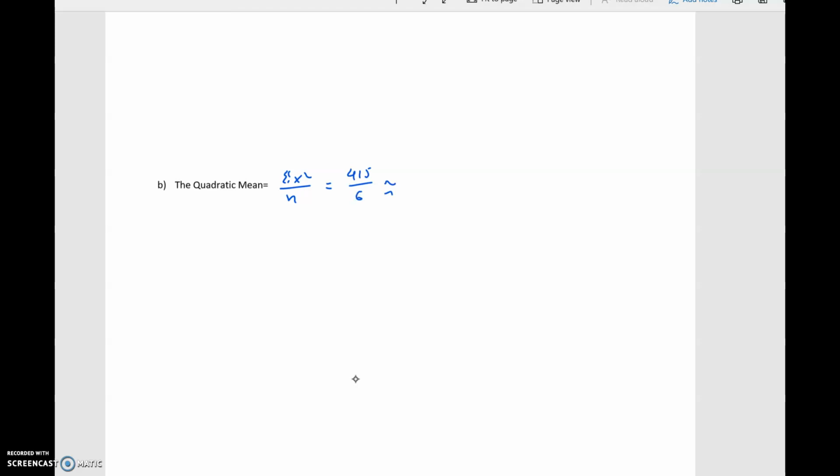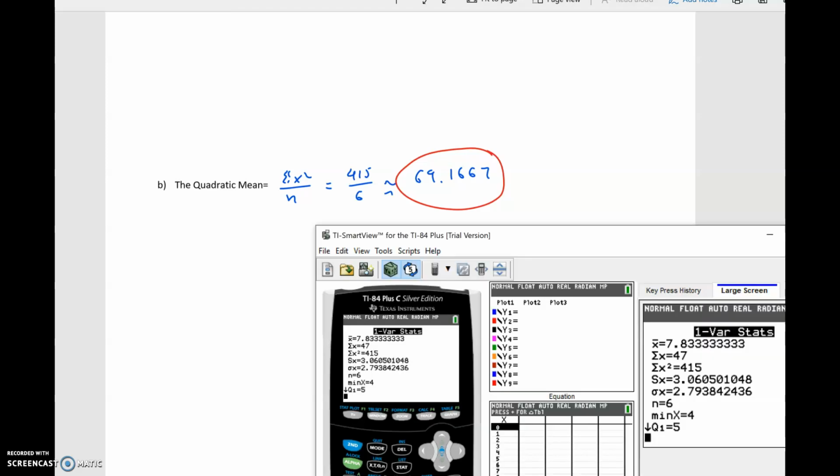And I'm looking at 69, 0.1667. Please evaluate that and see if you're matching. Once again, it's 415 divided by the value of 6. And I'm obtaining the 415 from the one variable stats. It's basically that. That's the sum of your x squares for that specific one.